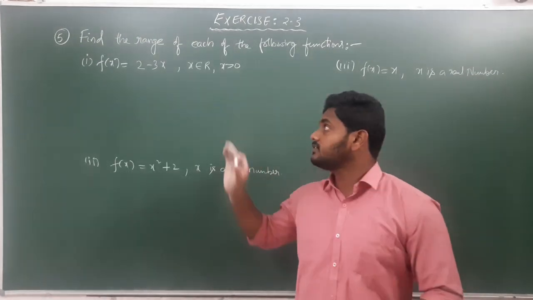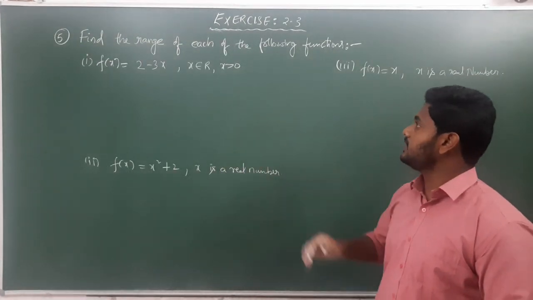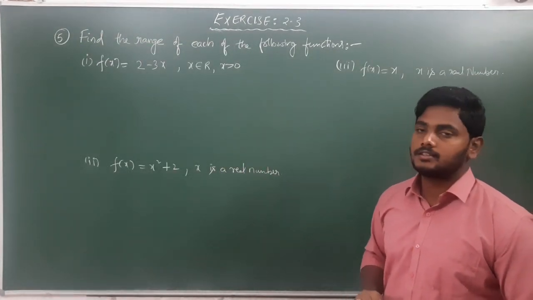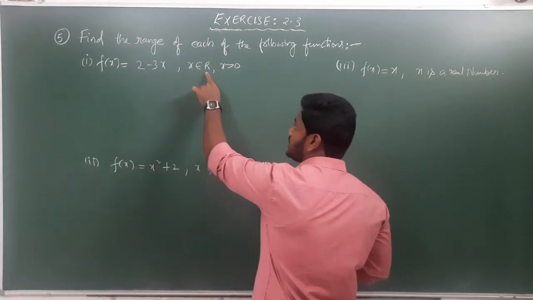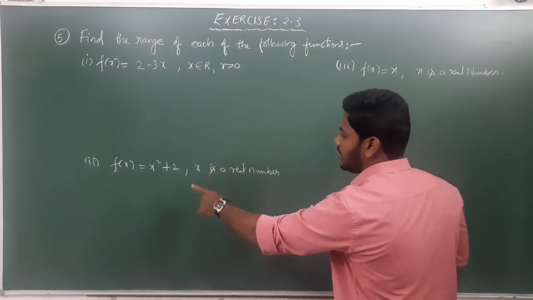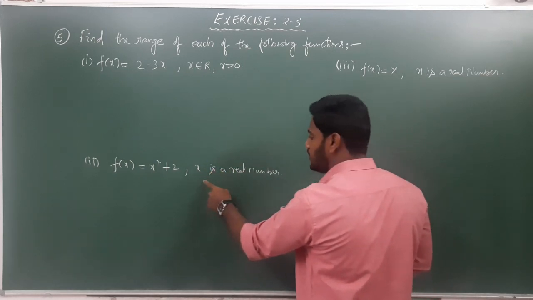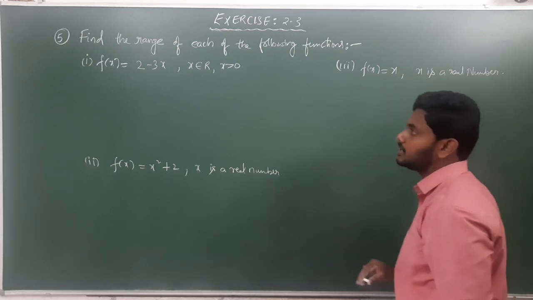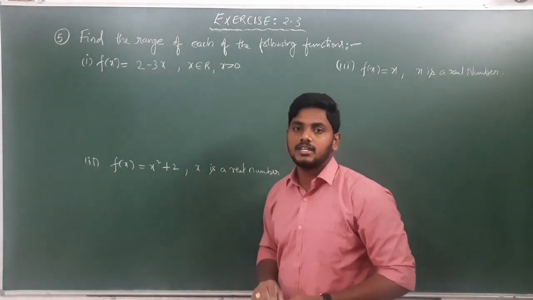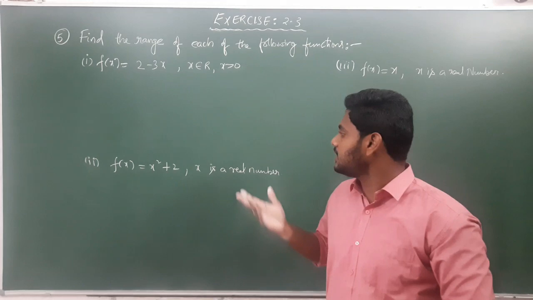See guys, this question is about finding the range of each of the following functions. If you observe the questions, f of x equal to 2 minus 3x where x is greater than 0. f of x equal to x square plus 2 where x is a real number. f of x equal to x where x is a real number. So they have given x values, nothing but the domain values.